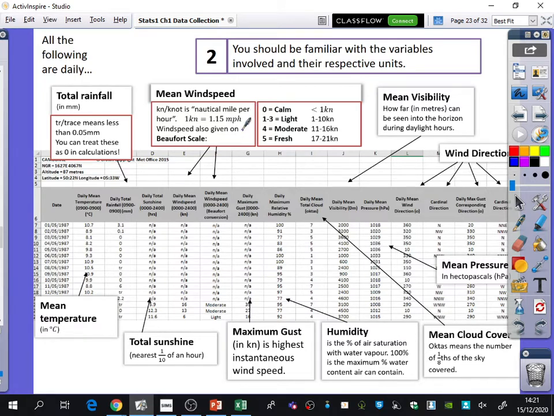And the wind speed is also given on the Beaufort scale. The Beaufort scale says that if it's less than one knot, it's a zero when it's calm. 1 to 10 knots is light wind. 11 to 16 knots is 4, which is moderate. And 17 to 21 knots is called fresh. Now, I haven't seen many questions where they've asked you to use this conversion, but it's just worth knowing this is the kind of thing that you could be expected to have a look at.